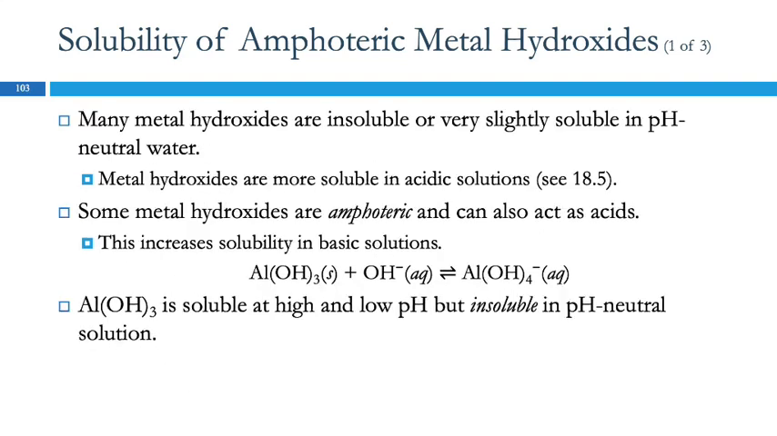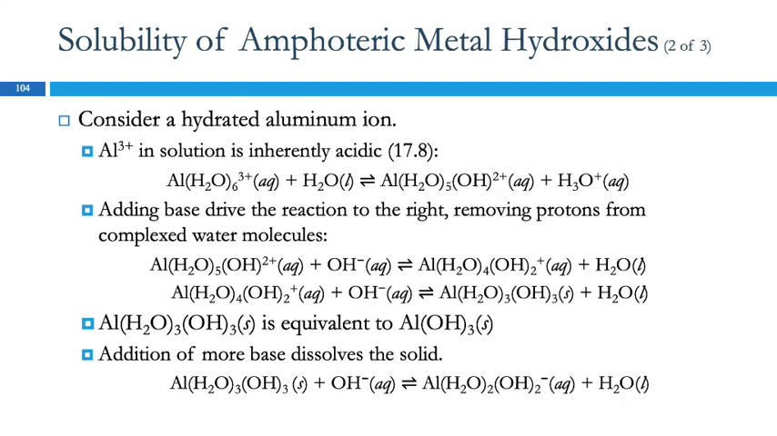Oh, I skipped this one. Metal hydroxides are more soluble in acidic solutions. Why is that? It takes the hydroxide away. So even if this is not very soluble at all, right? What if one dissolves and the acid eats up the hydroxides and is just going to keep pulling it over, right? So that's how they're more soluble in acids.